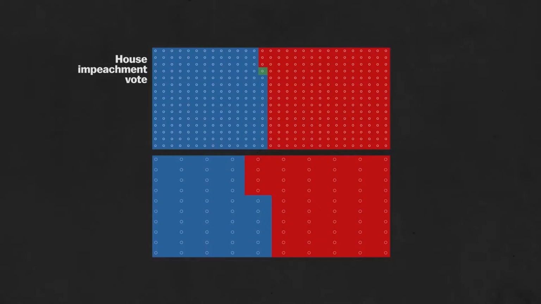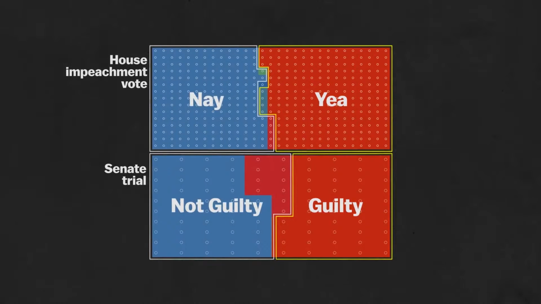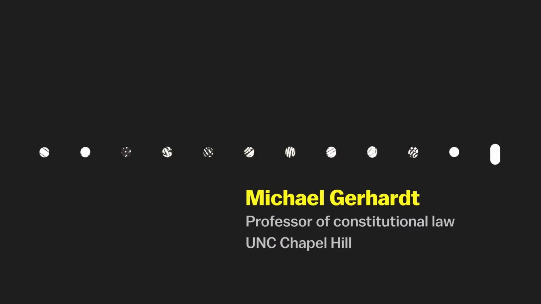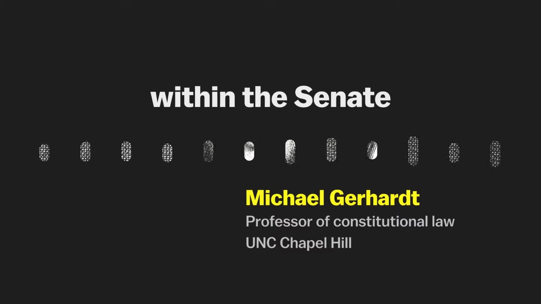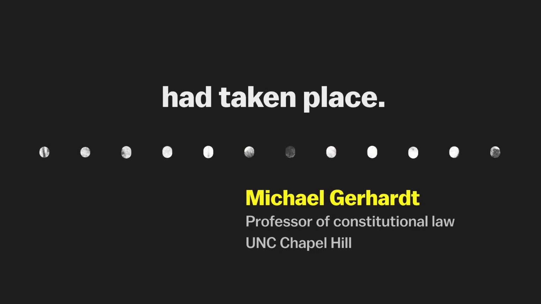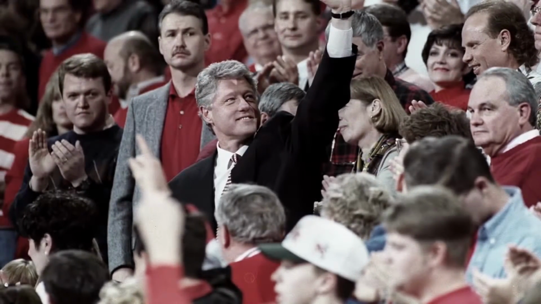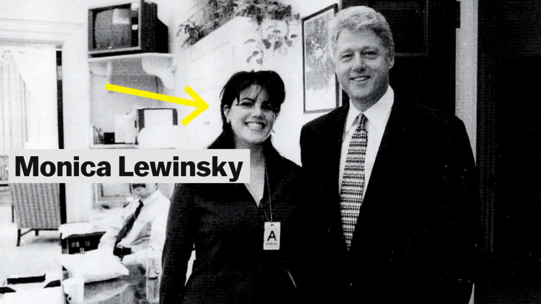That's because votes in Clinton's impeachment in the House and trial in the Senate were split almost completely by party. And part of the disagreement within the Senate had to do with the context in which Clinton's actions had taken place. The whole thing started when Clinton was sued for sexual harassment by a woman named Paula Jones, who had worked for him when he was governor of Arkansas. In a deposition for that case, Jones's lawyers asked Clinton if he'd had a sexual relationship with a different woman, a White House intern named Monica Lewinsky.